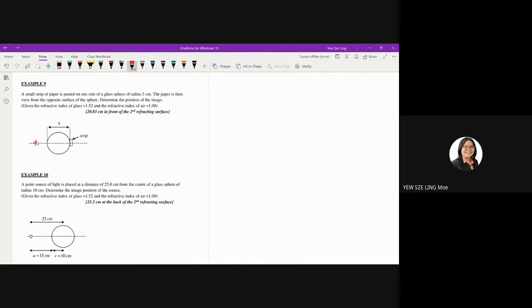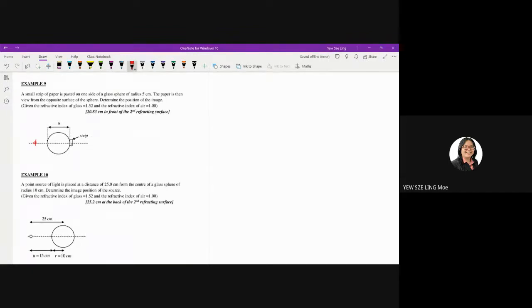So this is where you put your screen, where the image is formed. The position of the eye indicates the position of the screen. So the paper is then viewed from the opposite side of the surface of the sphere, determine the position of the image. Given the refractive index of the glass is 1.52 and the refractive index of the air is 1. So how am I going to answer this question?